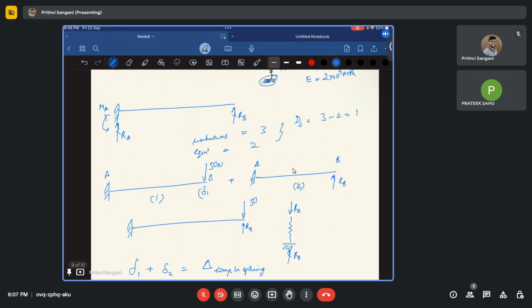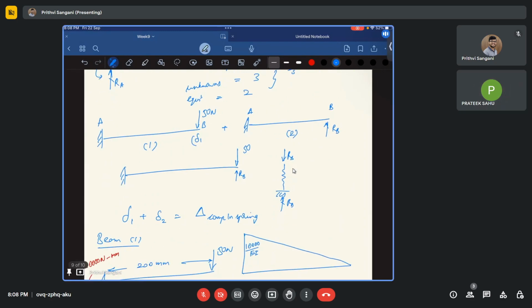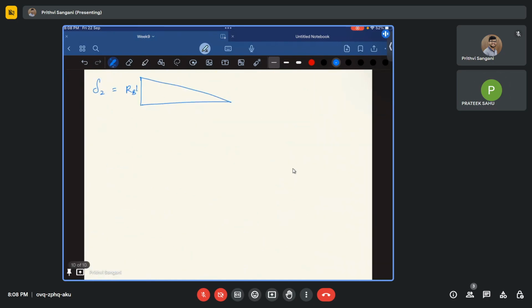2 into delta 1. Sir, reaction. Yeah, this is RB, right? Yes, sir. So it is RB, and we'll draw the bending moment diagram. RB times L. This is length L, or it is 2, or else we can just simply say 200 RB. Okay. So delta 2 is nothing but the moment of area of the bending moment diagram about point B.